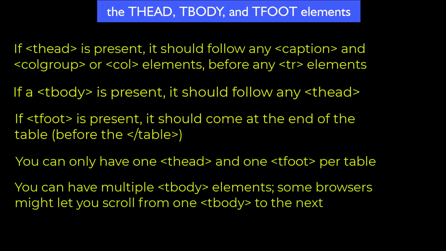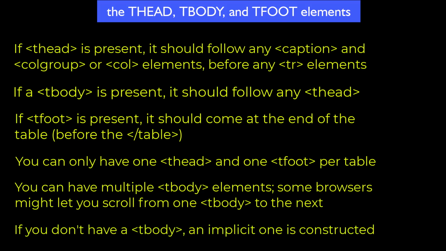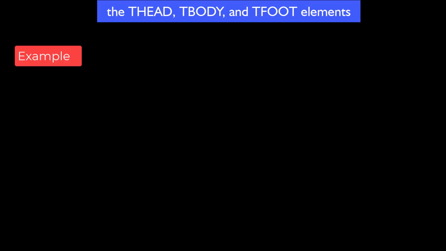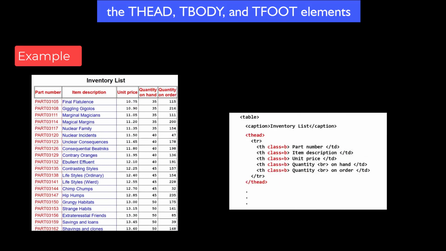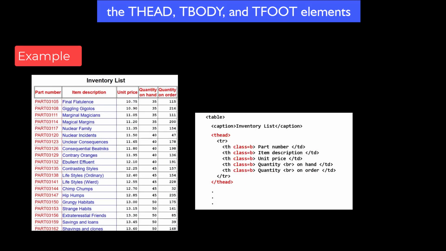It is said that some browsers will let you scroll from one tbody to the next, but I'm not aware of any that actually do this. If you don't have a tbody, an implicit one is constructed for you. Example. Working with the inventory table from the previous lesson, I took the header row and enclosed it in a thead element, also adding class equals B to each element in the heading, and we'll see that in a second. And I put the same thing, except as tfoot, at the end of the table.